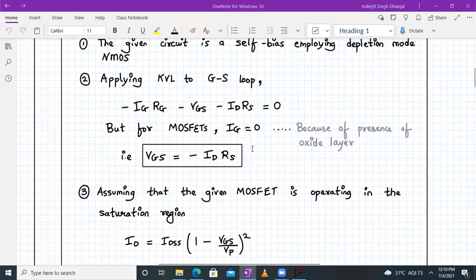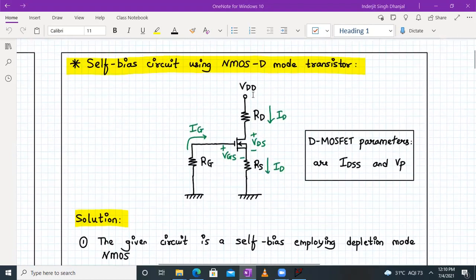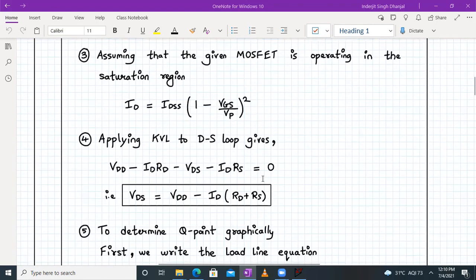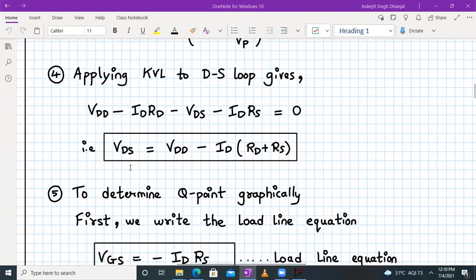Next we apply the KVL at the drain source loop. We get VDD minus ID RD minus VDS minus ID RS is equal to 0. That's what we have written over here. From here we rearrange the terms in terms of VDS on the left hand side. So the right hand side terms will be VDD minus ID times (RD plus RS).